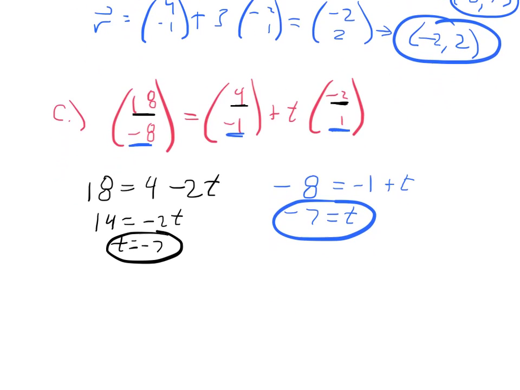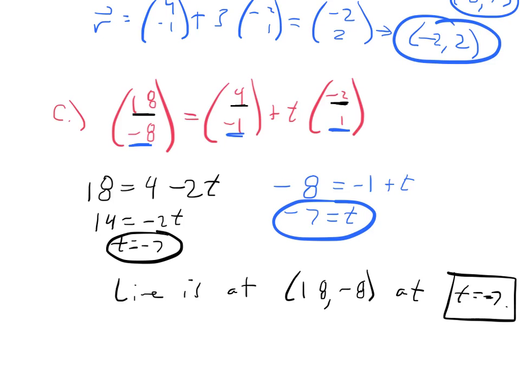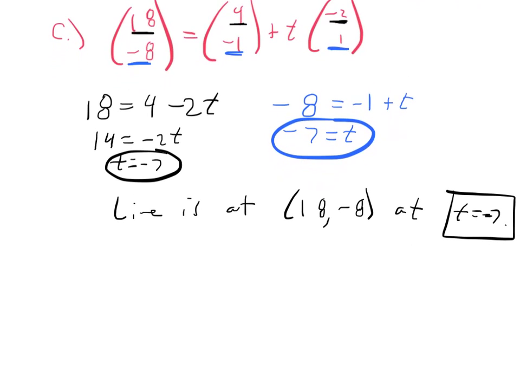So what does that mean? That basically means that the line is at the point 18, negative 8 at time equals negative 7. Now, I know a lot of people are like, oh, time can't be negative. Sure it can. That just means 7 seconds ago, 7 seconds in the past. Unless the problem states time has to be greater than 0, it's really not a concern. Okay? So, there's our answer. I know this problem's going on for a long time, but this is an important fundamental skill.